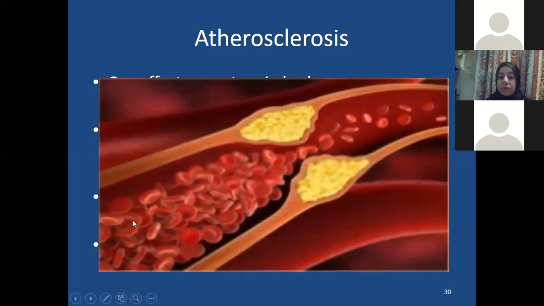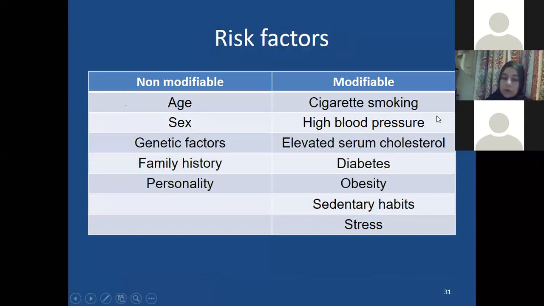So this is a picture showing a blood vessel where atherosclerosis occurs, which leads to narrowing of the blood vessel. So there's a decrease in the oxygen supply. So this also has more or less the same non-modifiable and modifiable risk factors. We'll go through each one of them.